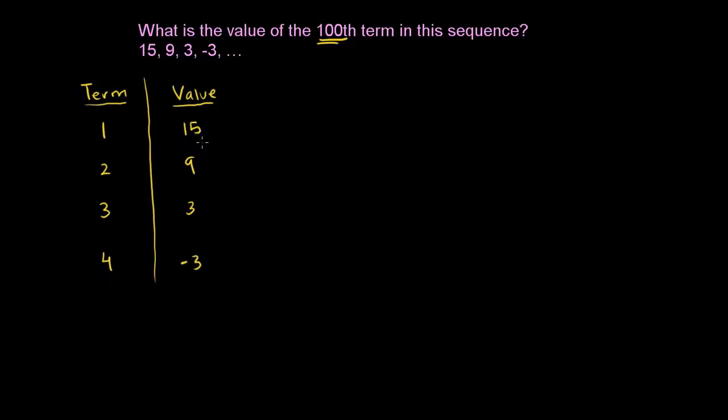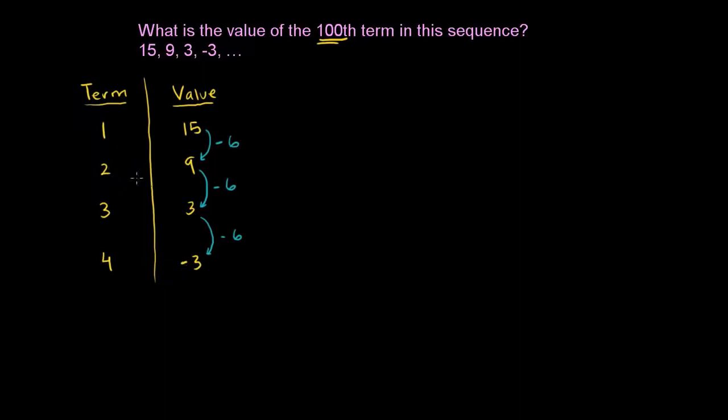We went from the first term to the second term. What happened? 15 to 9, it looks like we went down by 6. It's always good to think about how much the numbers changed by. That's always the simplest type of pattern. So we subtracted 6. Then to go from 9 to 3, we subtracted 6 again. And to go from 3 to negative 3, we subtracted 6 again. So it looks like every term you subtract 6.